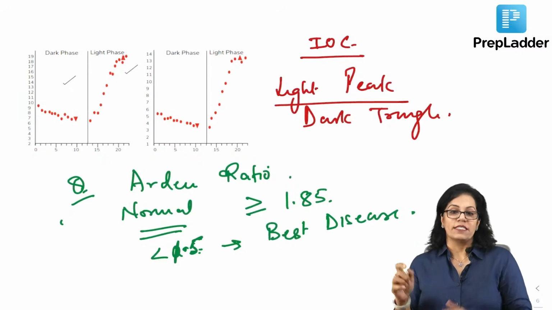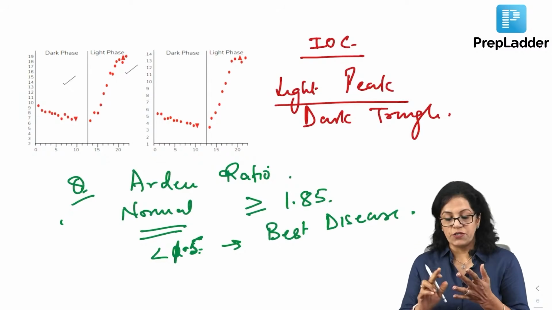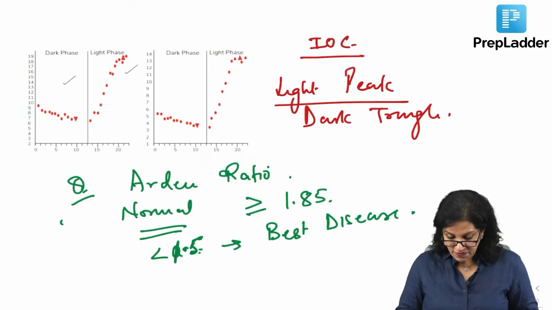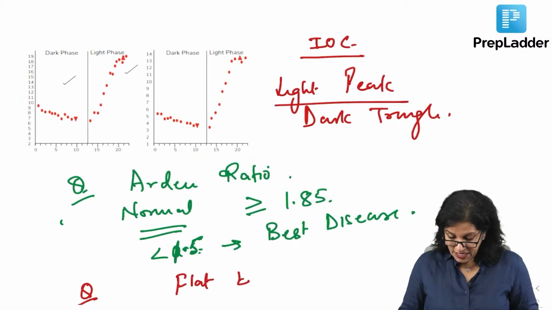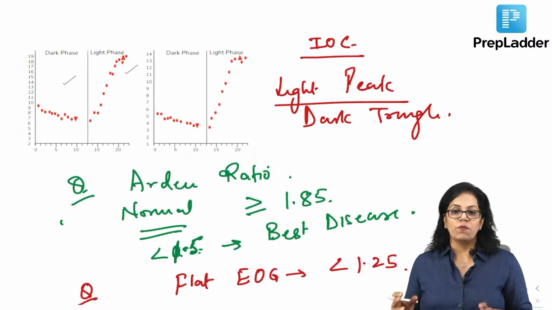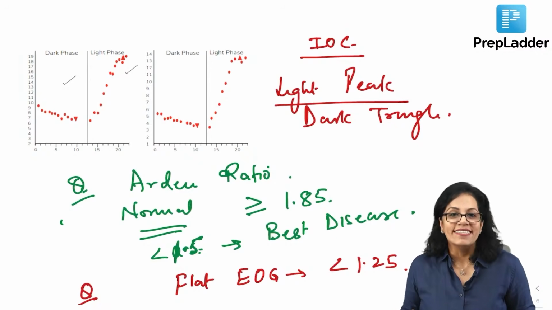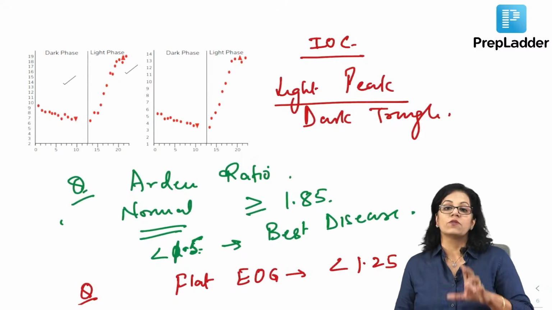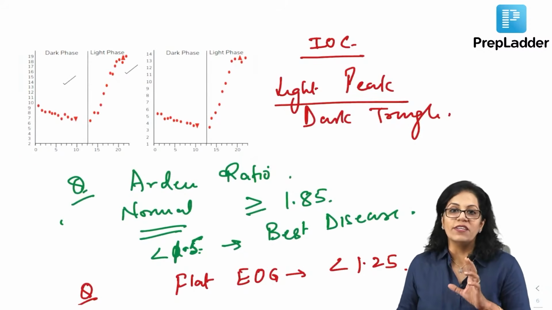All are exam questions. 1.85 is the normal ratio, less than 1.5 in Best disease. And then another question that they have asked you, again an INICET question: when do you call it a flat EOG? Flat EOG will be less than 1.25, right? So please keep these questions in mind. So that was one, and so many things around this. So this topic is important for your exam.